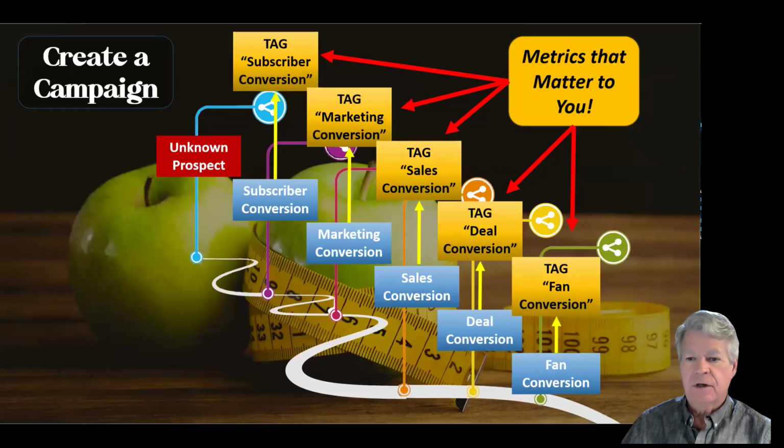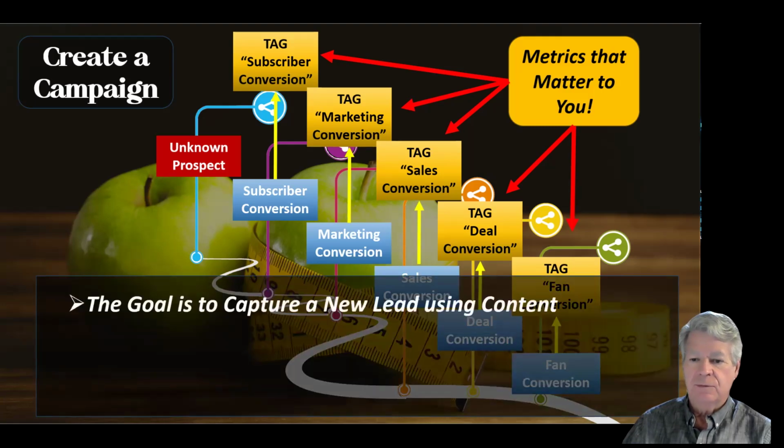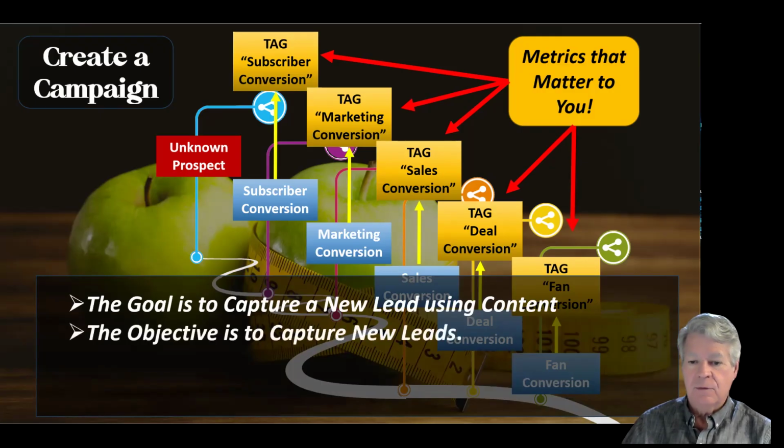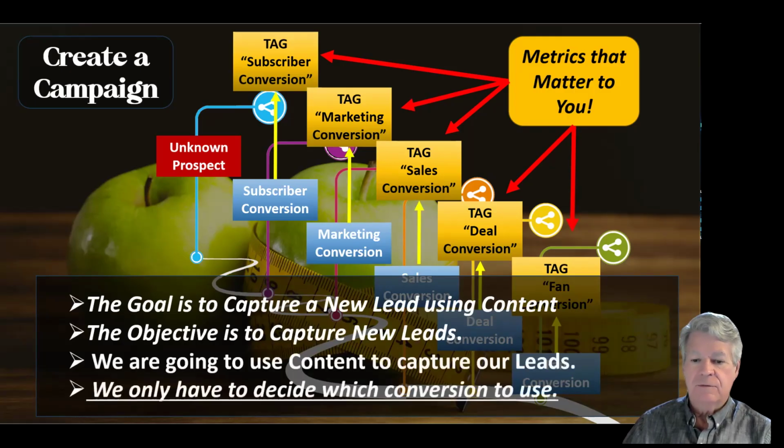Let's take a closer look at what we need to do to create a campaign to capture a new lead. The goal is to capture a lead with content because we know we'll capture leads that may include existing contacts. We must be more specific with our objective. So the objective is to capture new leads specifically. We will separate out new leads by adding a tag to new contacts in our CRM. We're going to use content to capture our leads. We only have to decide which conversion to use.